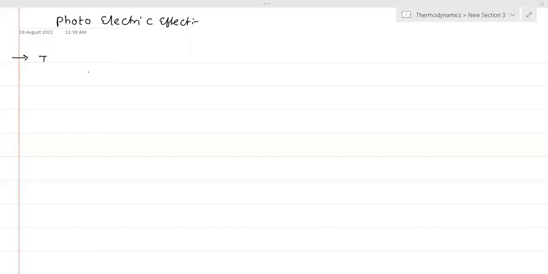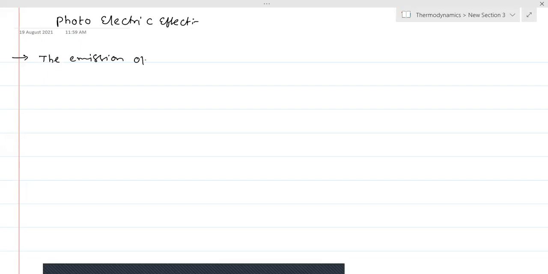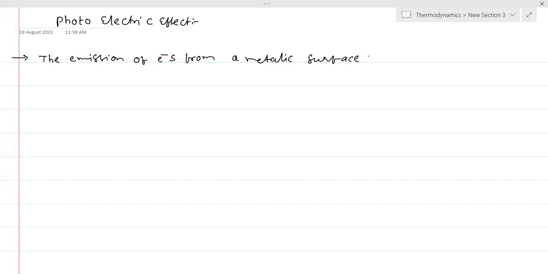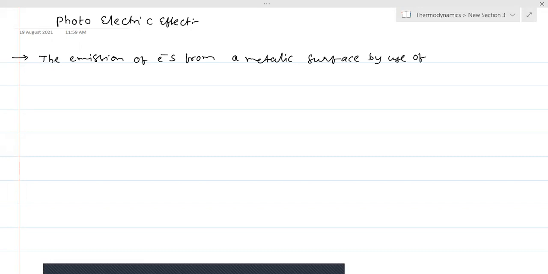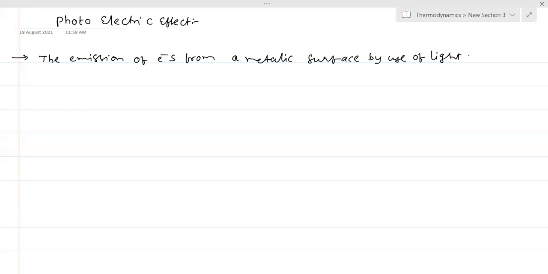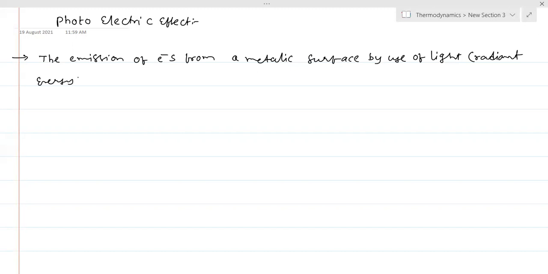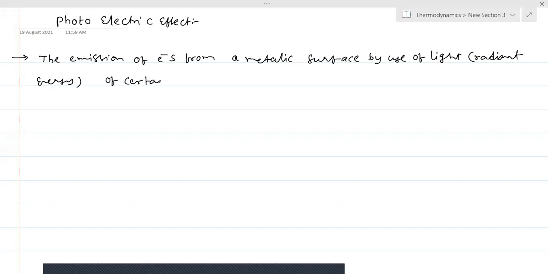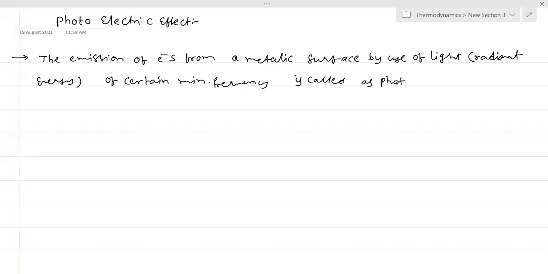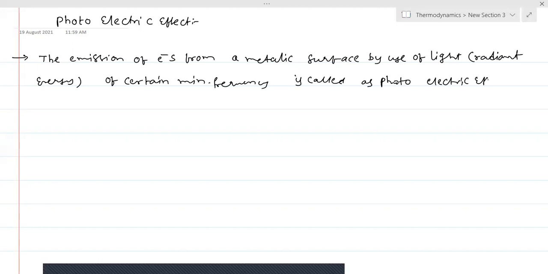Okay. So we take the phenomenon of the photoelectric effect. The photoelectric effect is the emission of electrons from a metallic surface by use of light or radiant energy of certain minimum frequency. It is called the photoelectric effect.